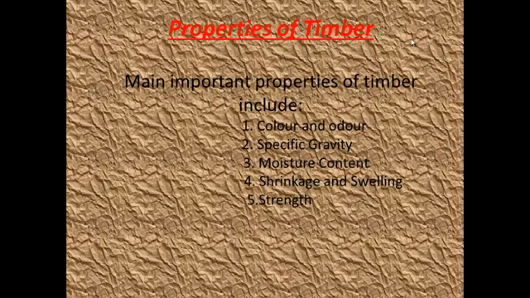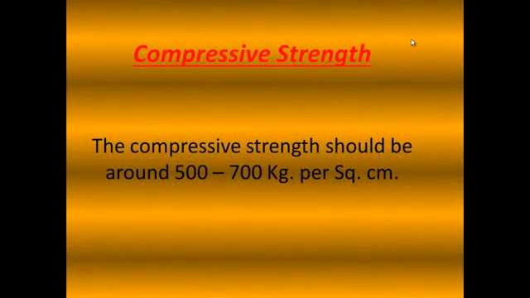The most important factor about the strength of wood is that it is anisotropic. Anisotropic means it has different properties in different directions. The properties are not the same in all directions, and hence the strength of wood is determined with respect to its direction. If we talk about the compressive strength of the wood, it should be around 500 to 700 kilogram per centimeter square.